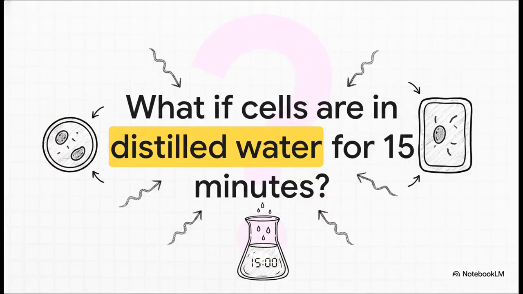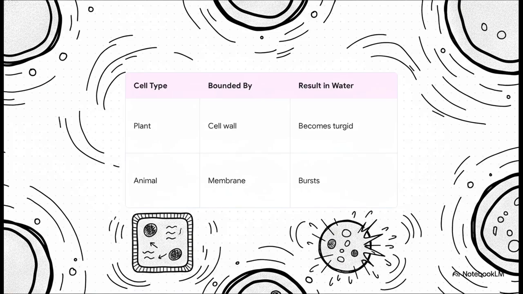Let's put this theory to practice with a classic biological scenario, something you might actually see on a past paper. What happens if you take an animal cell and a plant cell and drop them both into distilled water for 15 minutes? It's a pretty brilliant way to see the actual mechanism of osmosis in action. All right, so when they're in that water, H2O molecules are going to rush into both cells via osmosis. But the end results? Completely, vastly different.